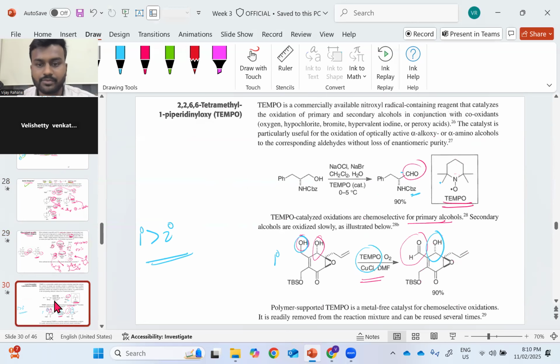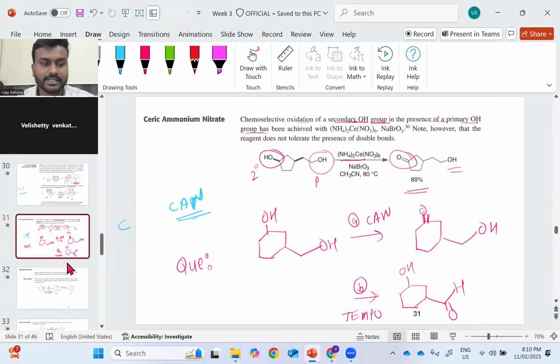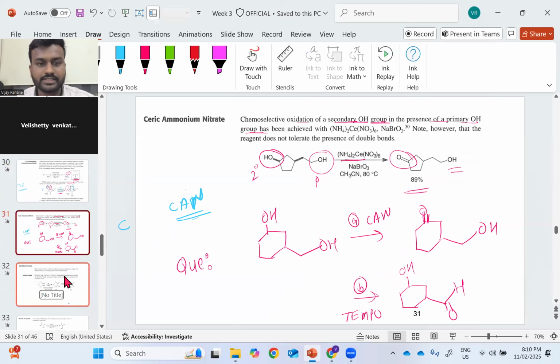And later we see the TEMPO. The reactivity of TEMPO is such that primary is more reactive than secondary, so it selectively oxidizes the primary alcohol. Further, we see the sodium nitrate, which selectively oxidizes the secondary. So these are some oxidizing agents.